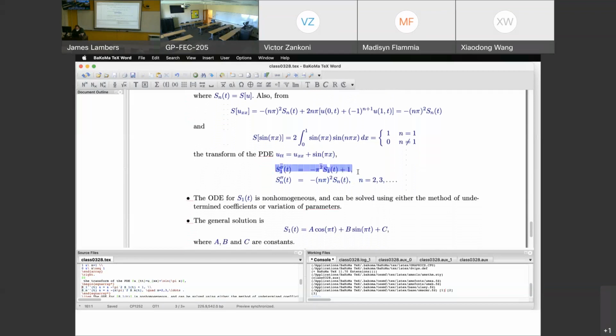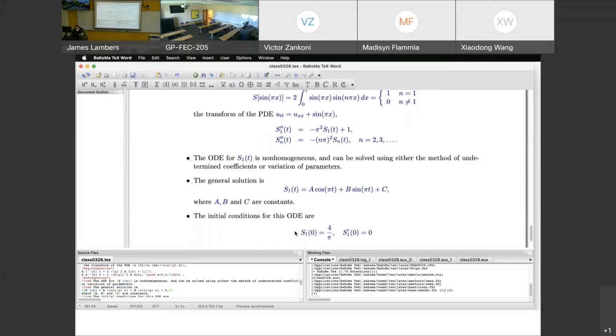Now, because the ODE in this case is non-homogeneous, you can use methods that are taught in the first ODE course, like F 285, such as undetermined coefficients or variation of parameters. From using the method of undetermined coefficients, it can be found that the general form of solution is this. So it's a linear combination of cosine pi t, sine pi t, and a constant function. We just have to figure out what the constants are that satisfy the PDE, and also the initial conditions.